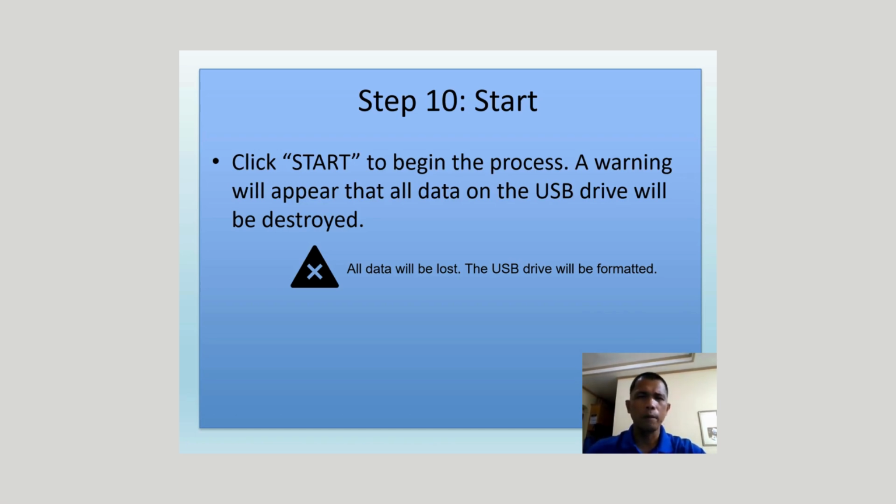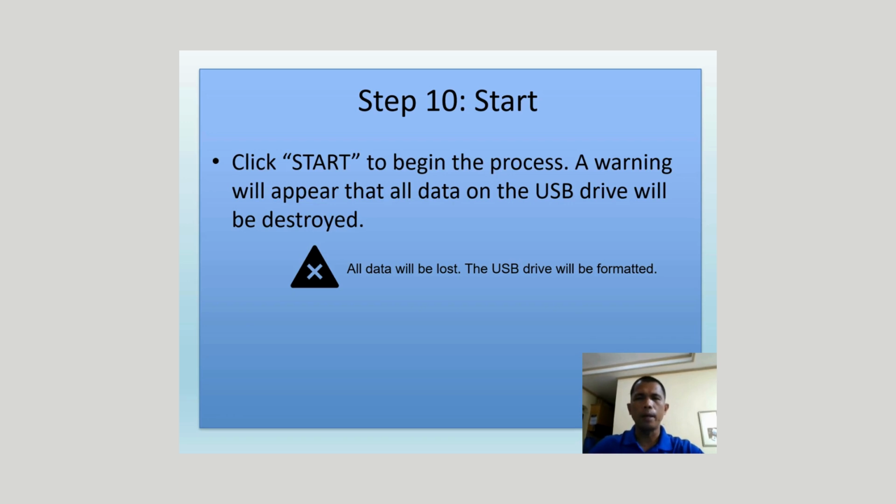A warning will appear that all data on the USB drive will be destroyed. So make sure that your USB is designated only for Windows 10. Don't use a USB that has your data or files, especially important files. Once you have important files in that USB and you create your installation disk, they will automatically be lost. The USB drive will be formatted, so be sure that the USB you are using is only for Windows 10.